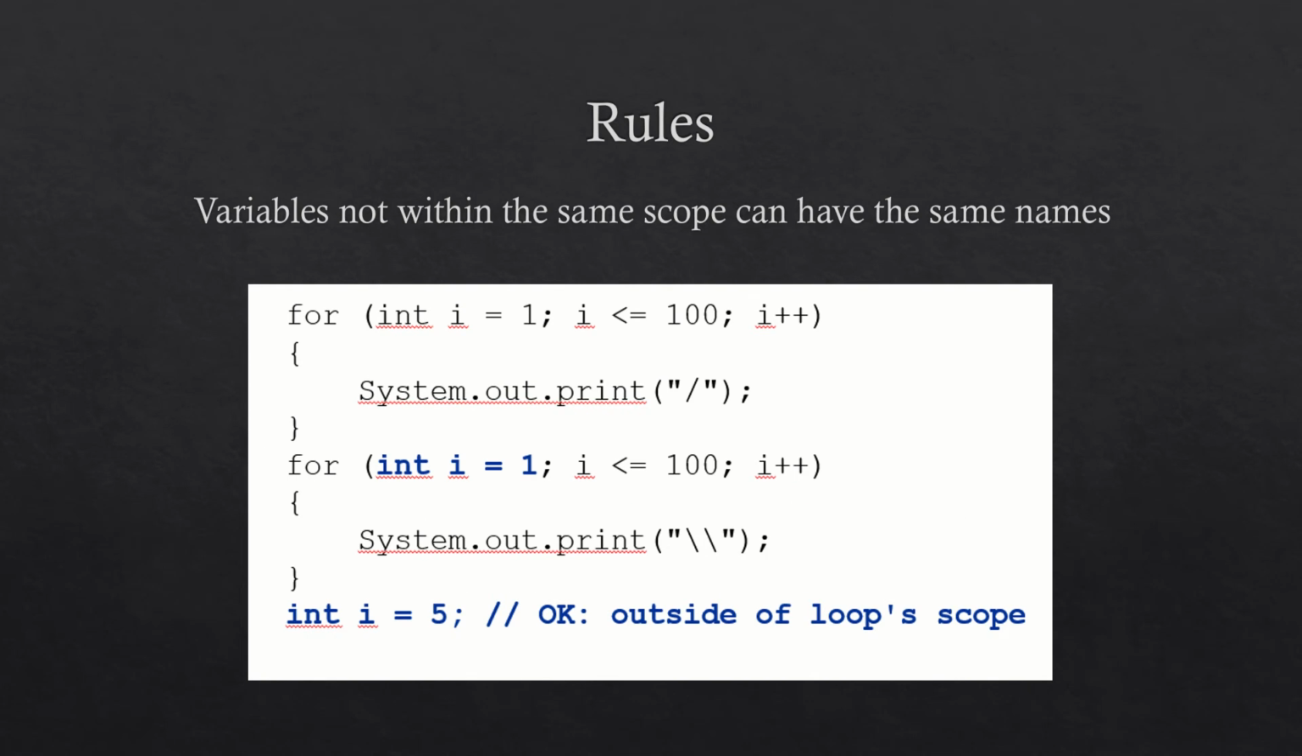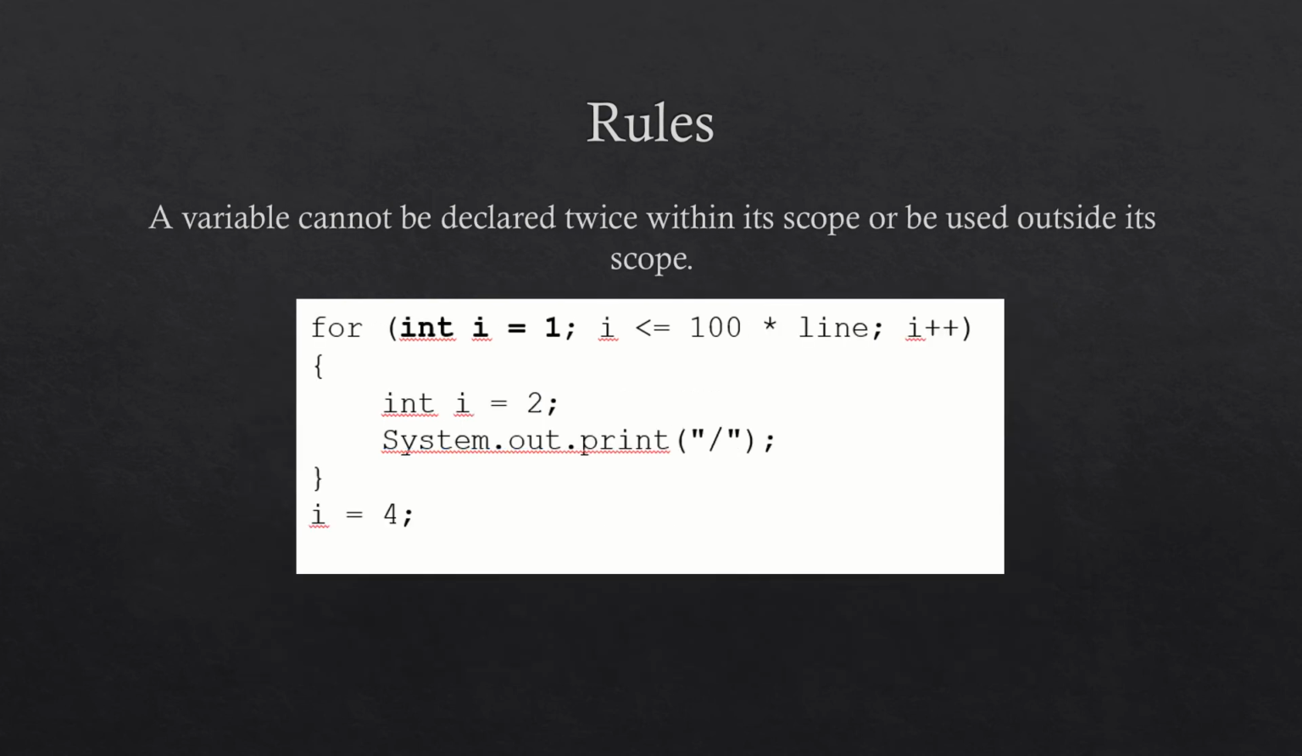So some rules for scope are that variables not within the same scope can have the same names. So in the given example, we can see that the variable i is declared 3 times in 3 different scopes. And this is all right because that means that the scopes don't overlap. So when the computer runs the code, it will know which i each call is referring to. If these were in the same scope, then it would cause an error.